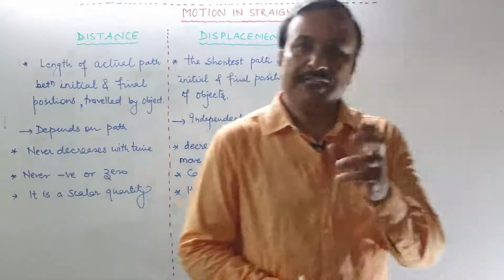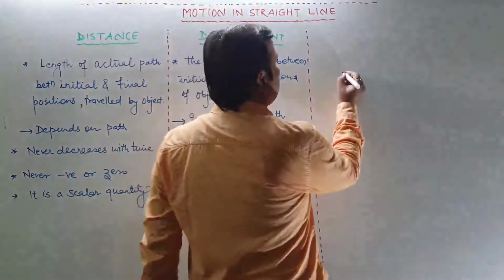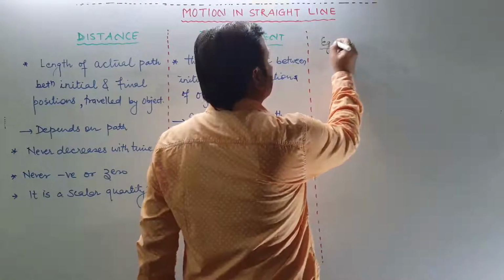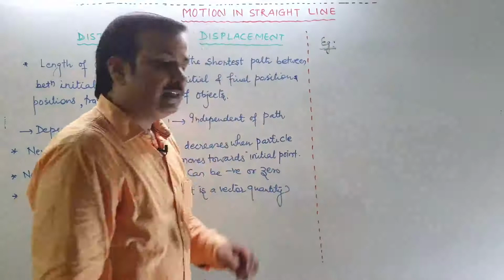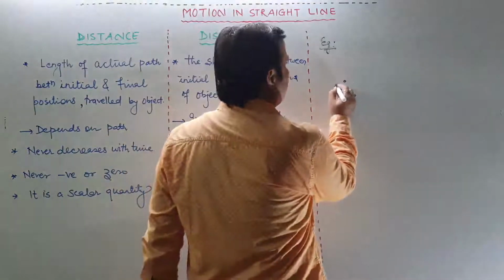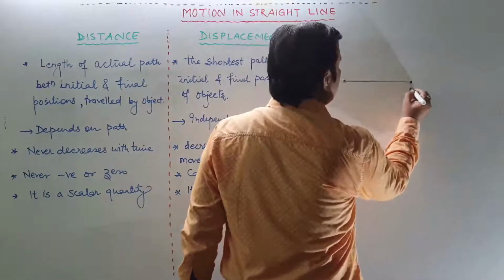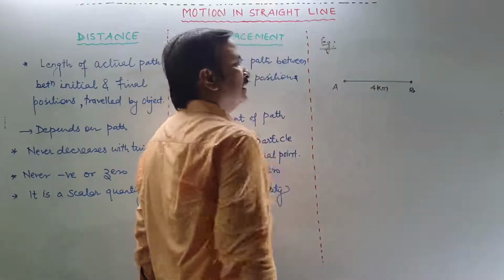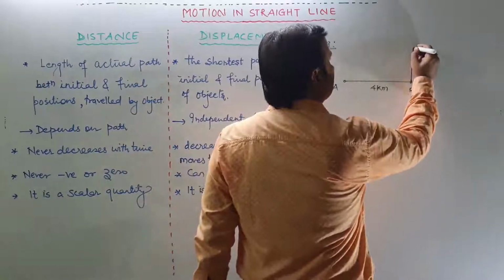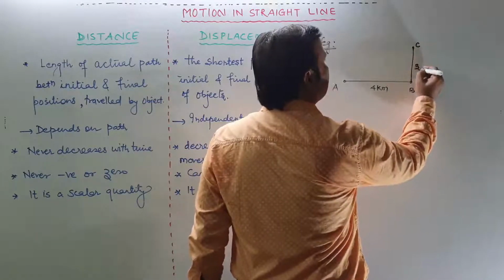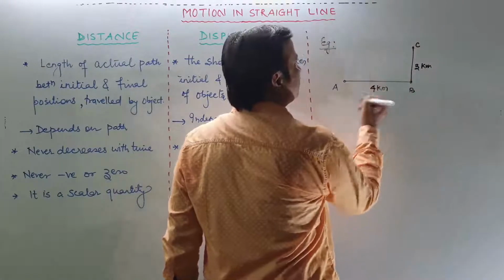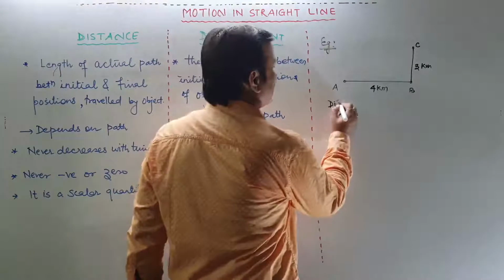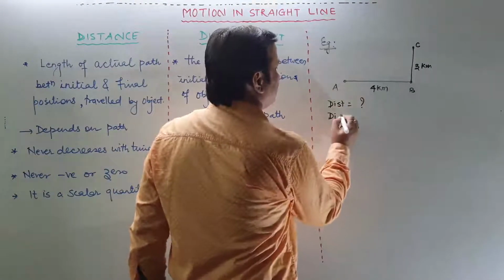Now if we take the example, suppose the object starts from here, point A, reaches point B, covering distance 4 kilometers, then it turns left, point C, covering distance 3 kilometers, this is 4 kilometer. What is the distance and displacement?